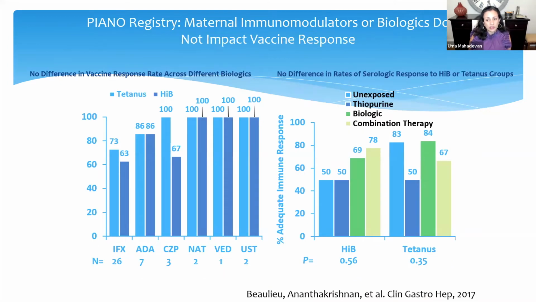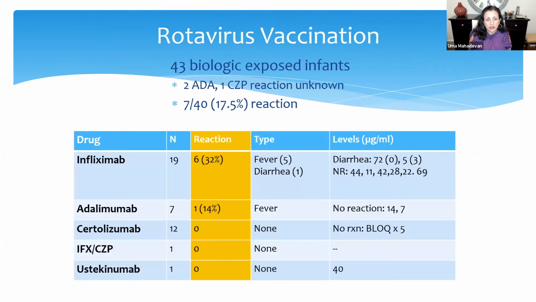We also showed that infants have adequate response to vaccines, Haemophilus influenzae B and tetanus toxoid, regardless of which medication they were exposed to. So being on a biologic or thiopurine did not harm their response to these vaccines. And we do say that if they were exposed to a biologic in utero, they should not get live vaccine for the first 6 months of life. And the only one in the US we give is rotavirus.